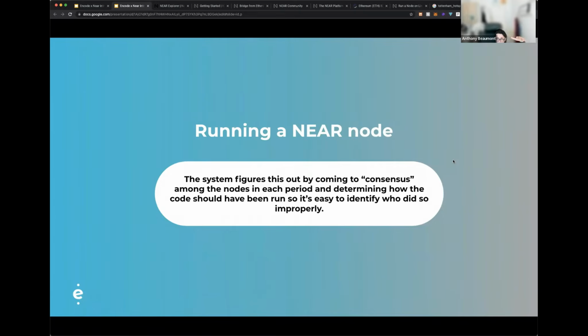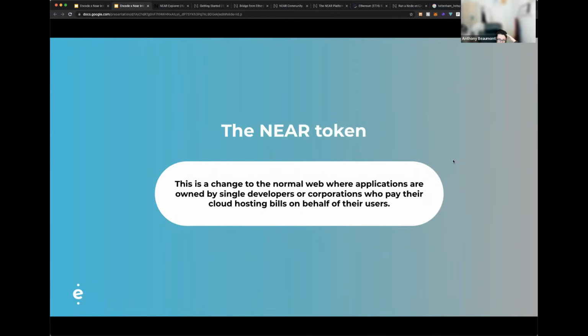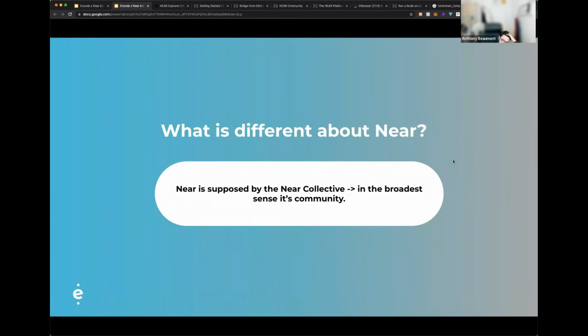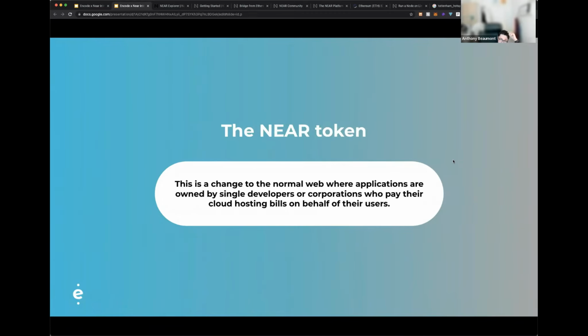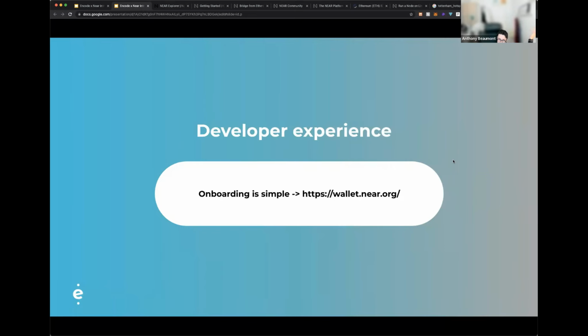Okay, so in general, this is the 10,000 foot view. We have a token. We have this thing called sharding, which is doing a bit different. We're trying to focus on usability. Let's actually have a look at what I mean when I say usability. So I can go to a Near wallet. I'm actually going to do this on a slightly different browser so as to not dox my own wallet.